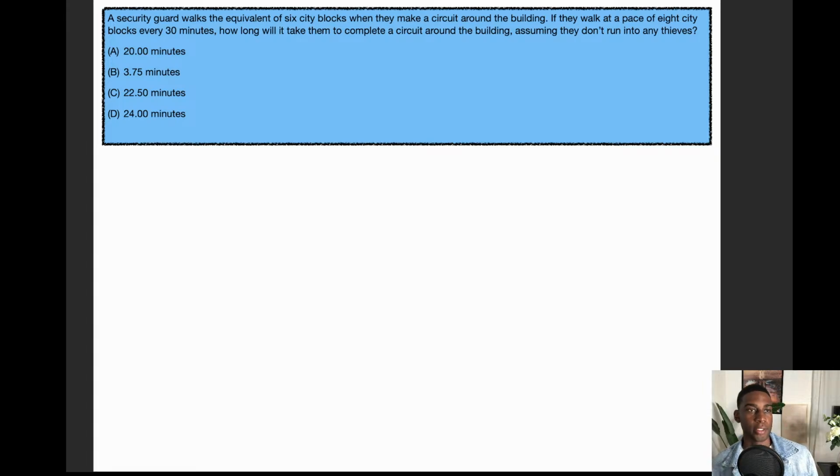All right, so this might be as difficult as it gets actually for the ASVAB type questions. Let's see if we can figure it out. A security guard walks the equivalent of 6 city blocks when they make a circuit around a building. If they walk at a pace of 8 city blocks every 30 minutes, how long will it take them to complete a circuit around a building, assuming they don't run into any thieves?